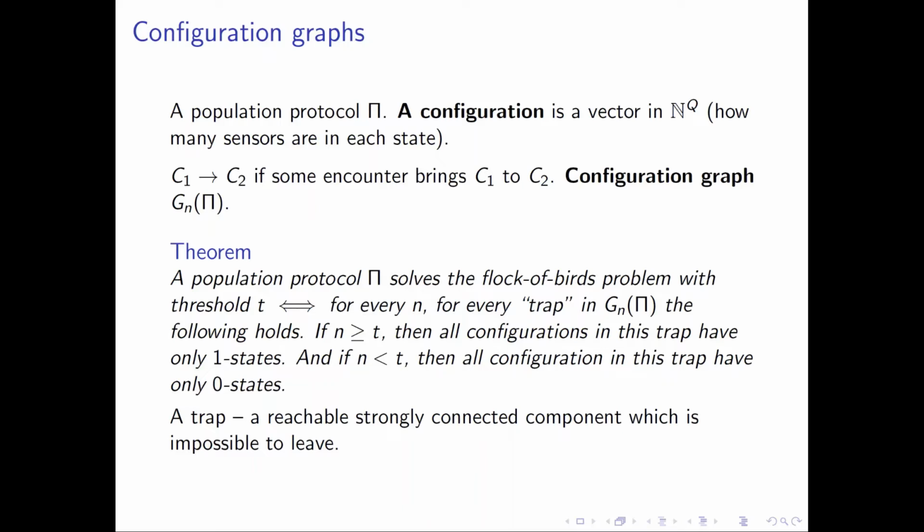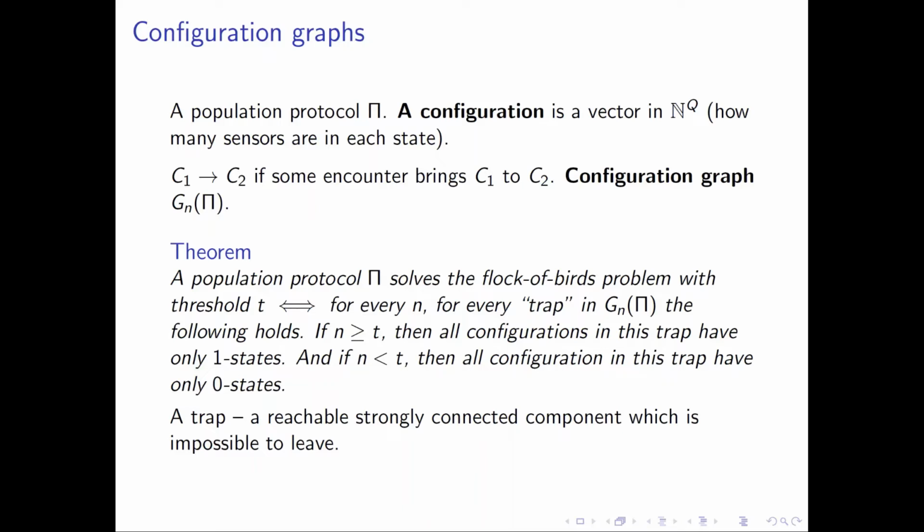So for every n and for every trap in Gn of pi, you should have the following. It depends on whether n is at least t or is smaller than t. If n is at least t, then all configurations in all the traps must have only one state. There cannot be any sensors in 0 states. Similarly, if n is less than t, then all configurations in all of the traps must have only 0 states.